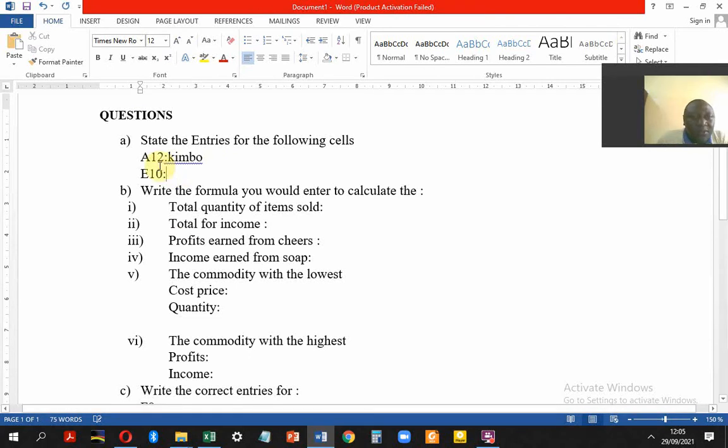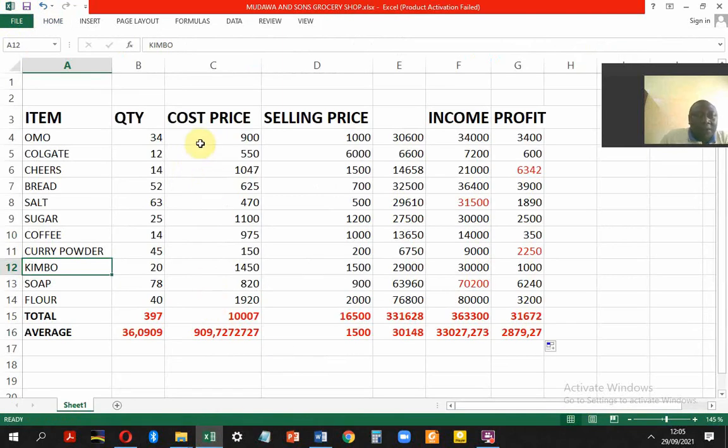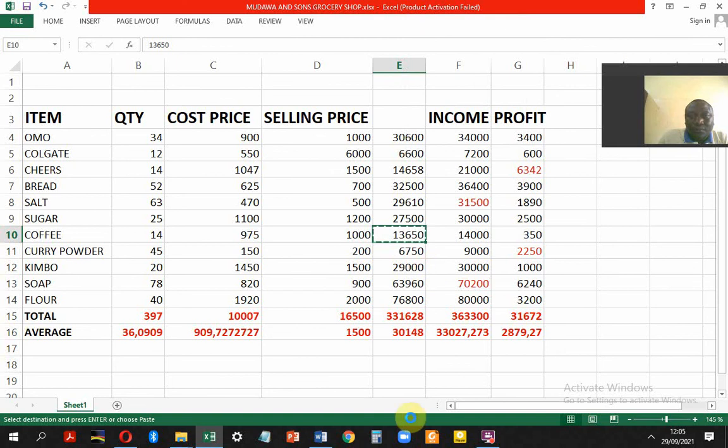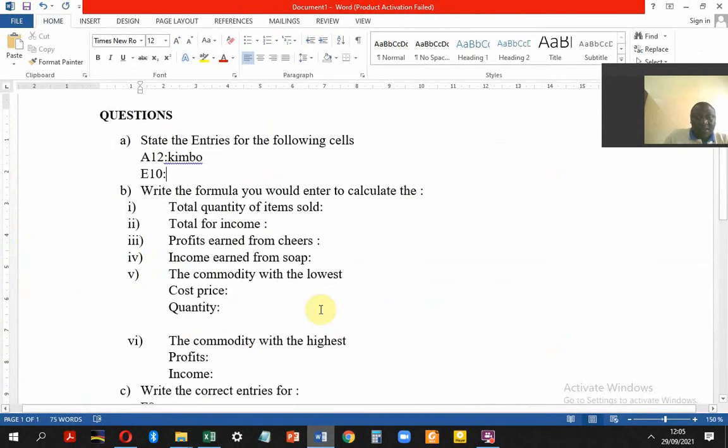So we go back to the next question, E10. State the entries for the following cells. E10. So we look for E, then 10, this one here. So I can copy it. So that is what they expect us to write. So I Control V and I paste it there.